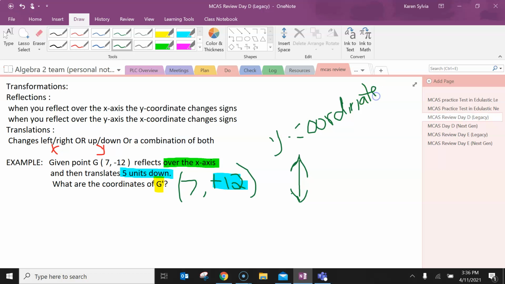So if I'm going down, that would mean I'm taking away units. So I'm going to do 12 minus 5. And my end result for G prime should be the point (7, 7).